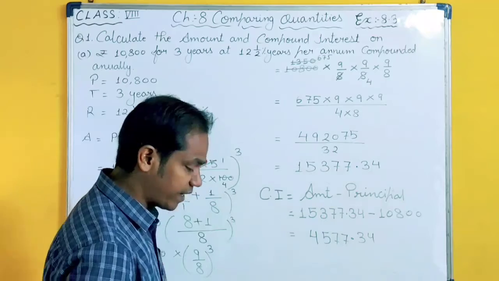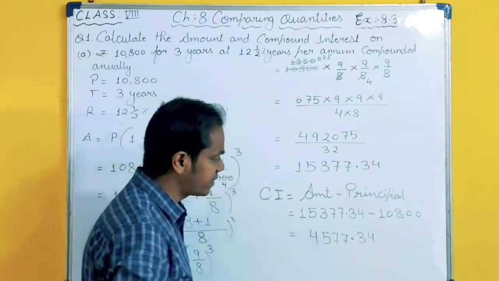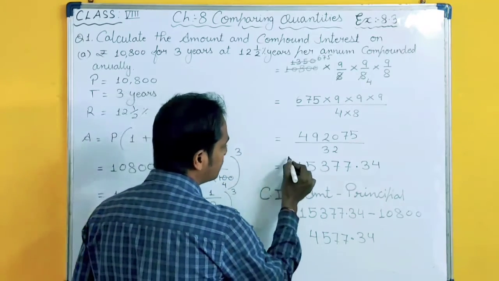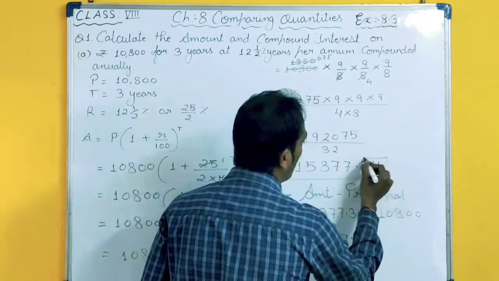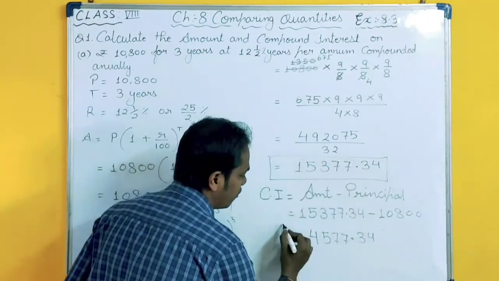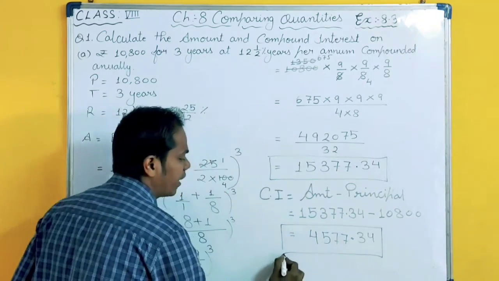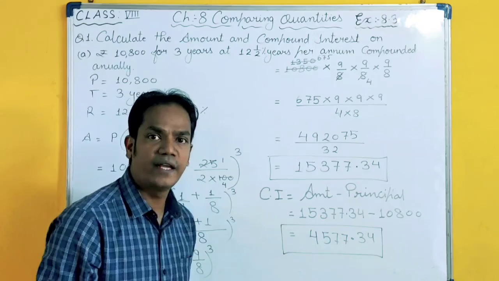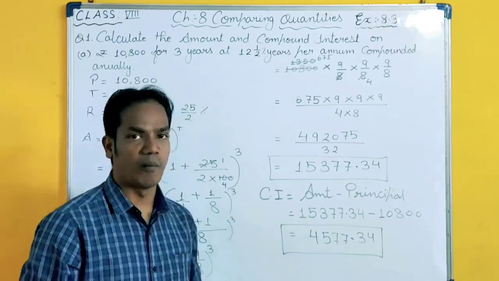Okay, so what is your final answer? Your compound interest is this, and both are your answers. This is your amount and this is your compound interest. This is the process to find compound interest and amount.